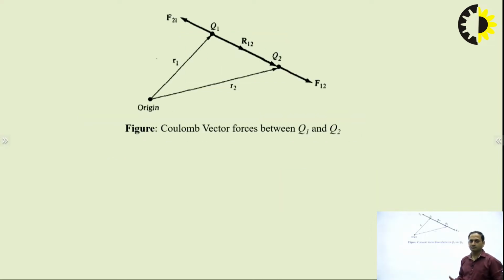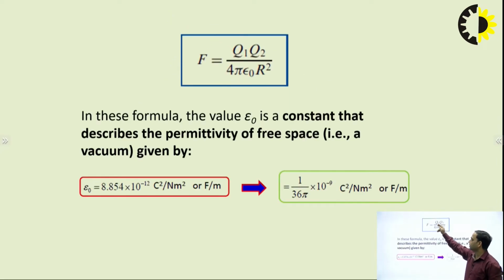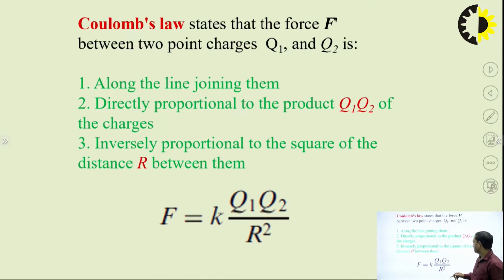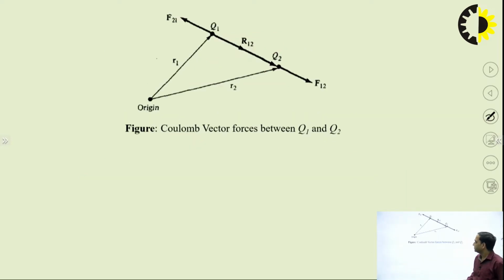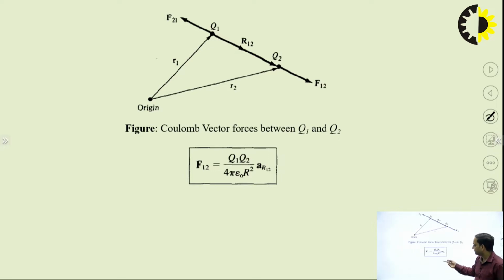So when we have two charges placed somewhere in space, q1 and q2, and we want to find the force exerted on q2 due to q1, or the force exerted on q1 due to q2, we have this formula: F12 is equal to q1 q2 upon 4 pi epsilon naught r square a_R12. This is the force exerted on q2 due to charge q1, right?